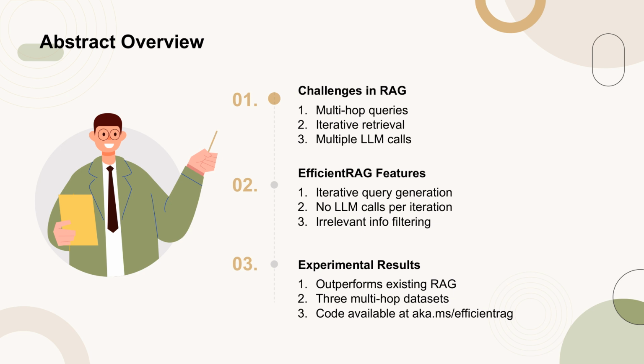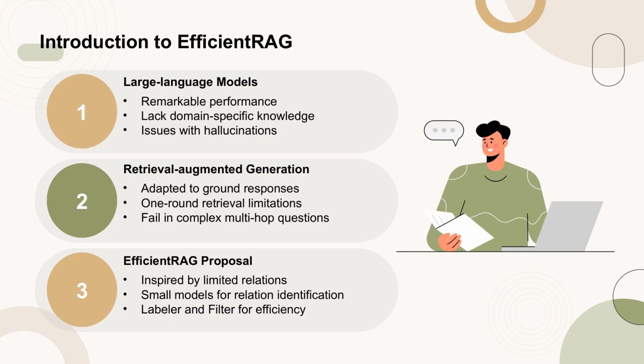aka.ms/EfficientRAG. Large language models, LLMs, have demonstrated significant capabilities across various tasks, but they still struggle with domain-specific knowledge and can produce hallucinations. Retrieval-augmented generation (RAG) techniques have been employed to address these issues by retrieving external knowledge. However, traditional one-round RAG methods are insufficient for complex, multi-hop questions that require more information than initially retrieved.